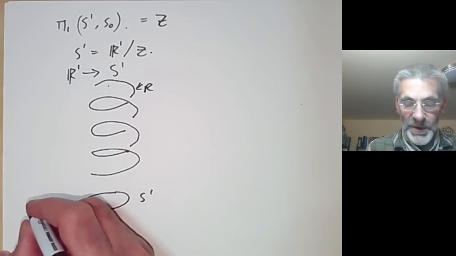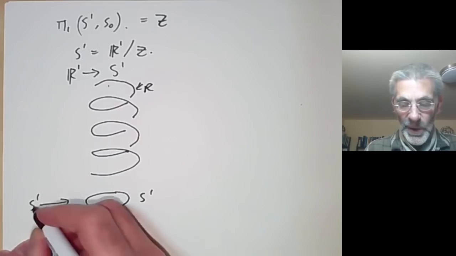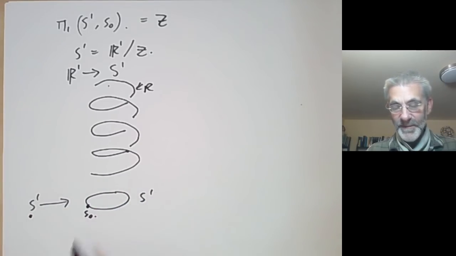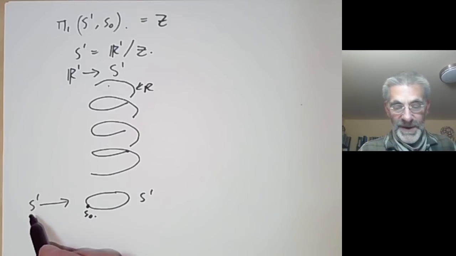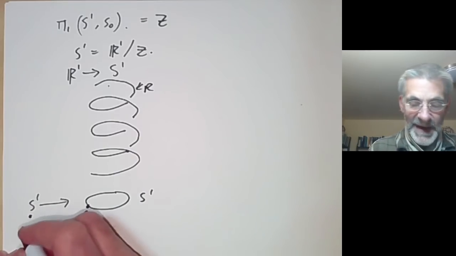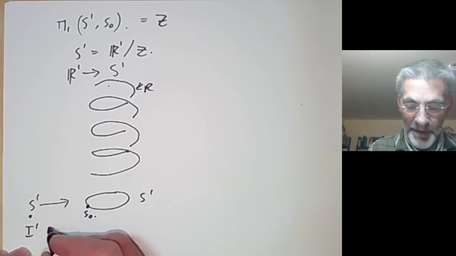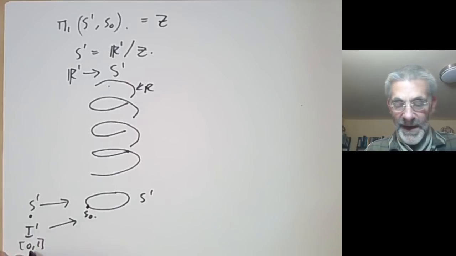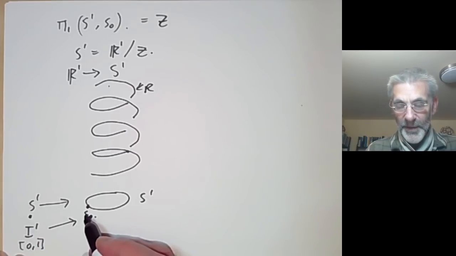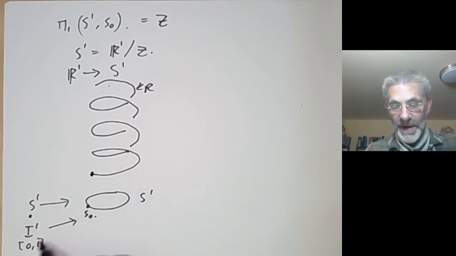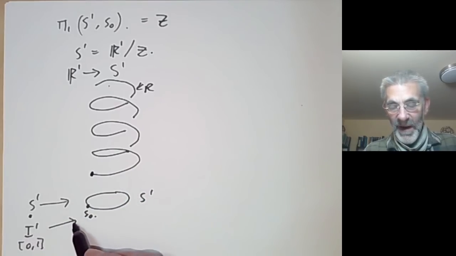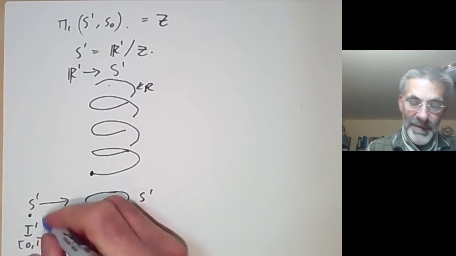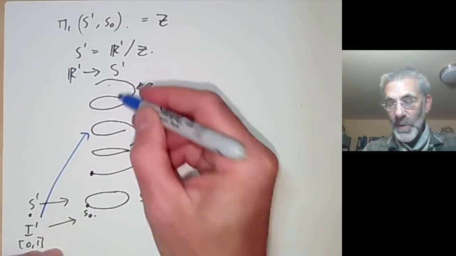And now we're trying to look for maps from S1 to S1, taking the base point to whatever the base point here is. And what you notice is that we can think of this map S1 as being a map from I1, the unit interval, to S1, taking 0 and 1 to S0. And what we can do is take this map from I1 to S1 and lift it to a map to the real numbers.